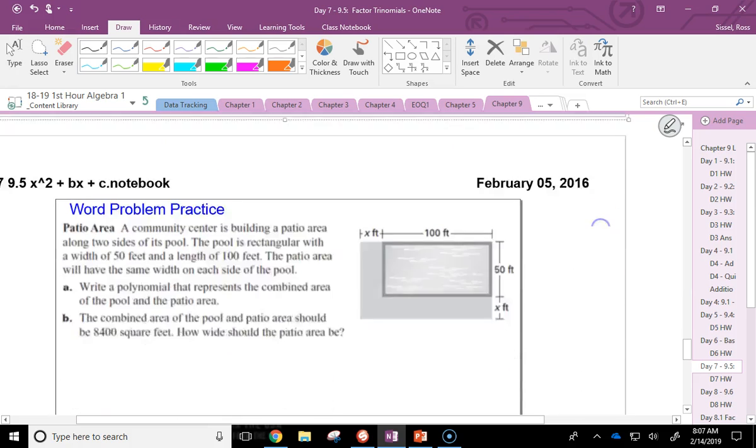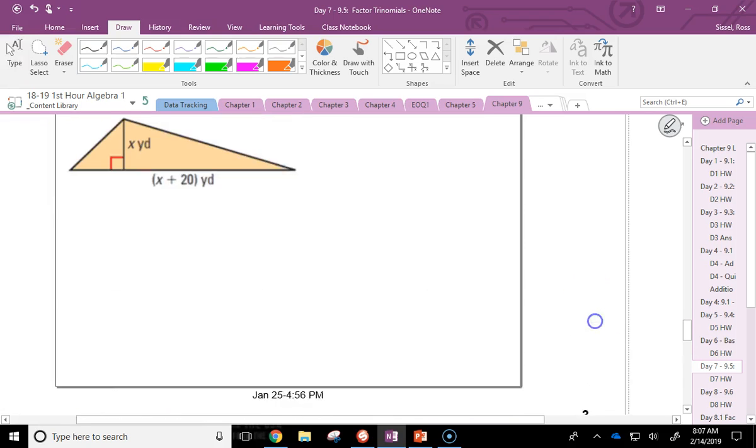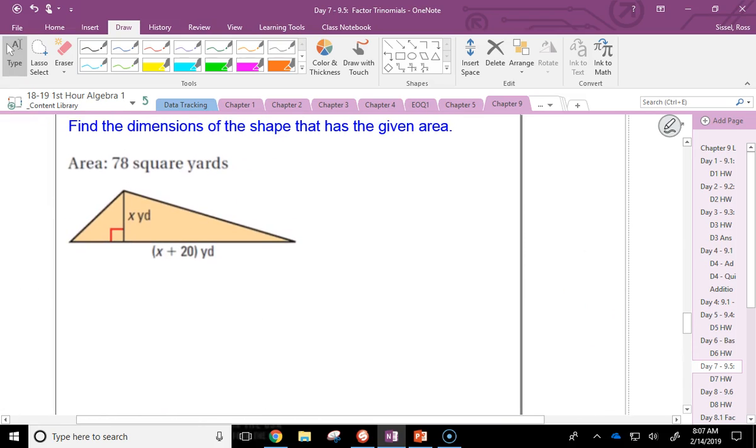Okay, we are really close to done. Let's just look at this one. It's not hard. There's one thing that I would do different though, but I'll show you. So, find the dimensions of the shape. I need to mainly find out what my height is and what the base of that triangle is. The only thing they told me was that the area equals 78 square yards.